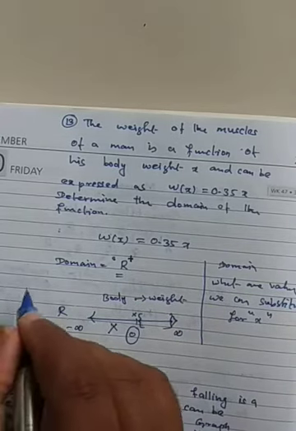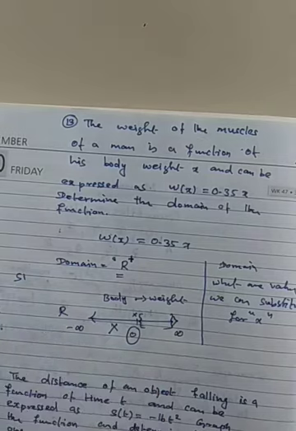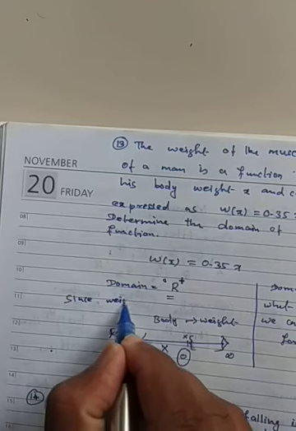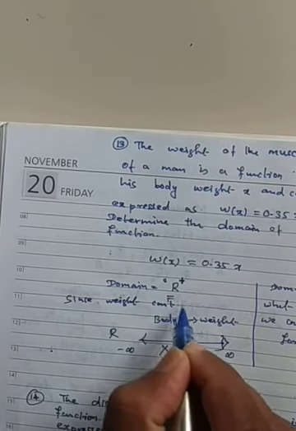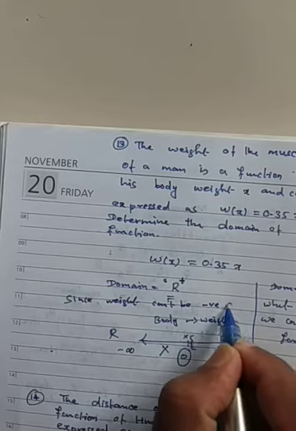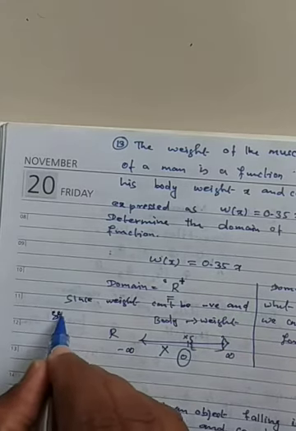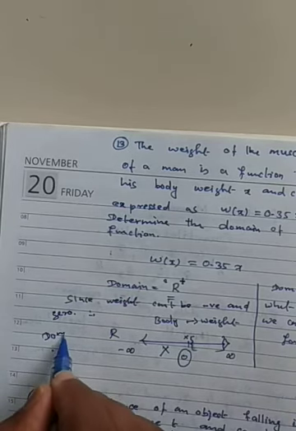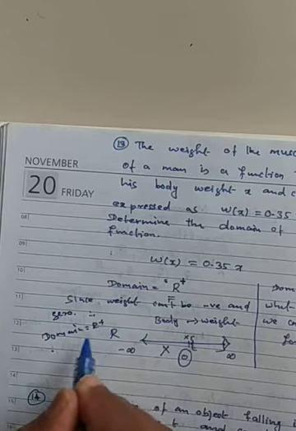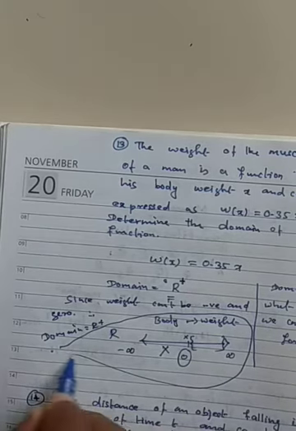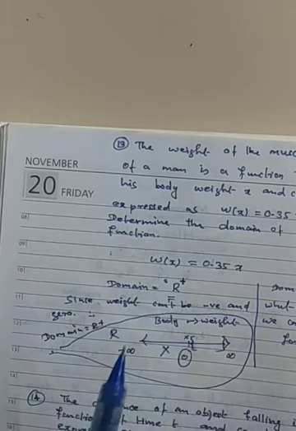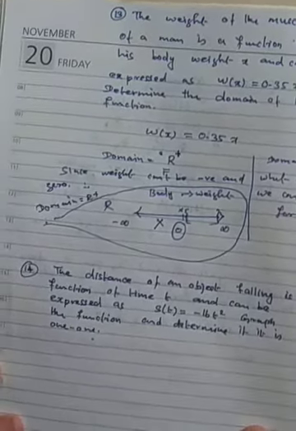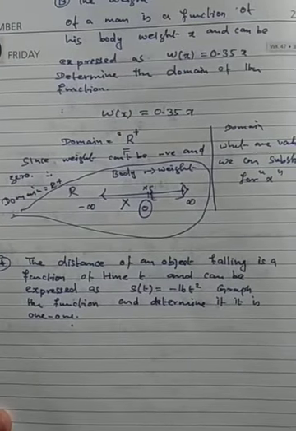If you want, you can write the explanation. Since weight can't be negative or 0, therefore domain equals R plus, you write. That's up to this only. This is not the full answer. Only this one word you are going to write, but it's an important question. One more question. Okay, next question. It's interesting.